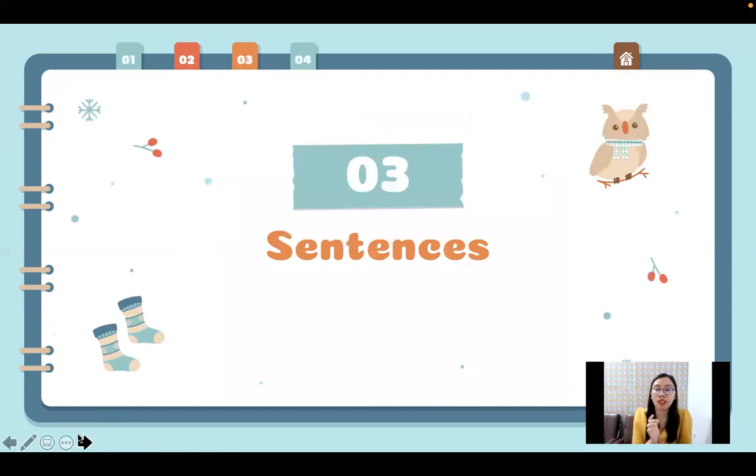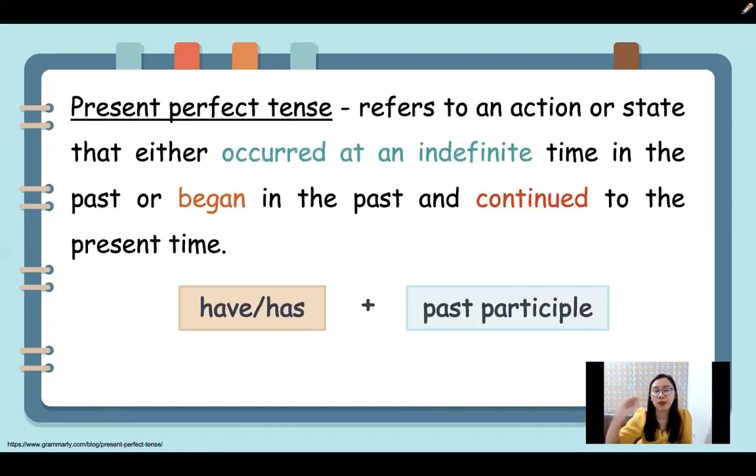Okay. Now let's go to our sentences. Here in our sentences, this is where we are going to talk about the present perfect tense. What is present perfect tense? It refers to an action or state that occurred at an indefinite time. Just remember these keywords. Occur, like it happened. It happened at an indefinite time. Indefinite time, like no specific time.